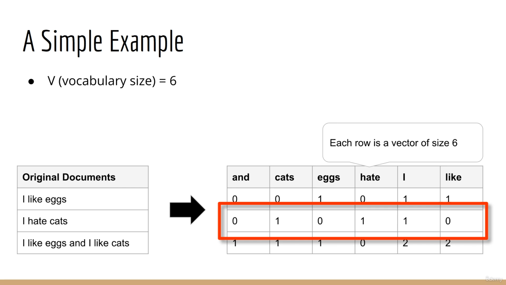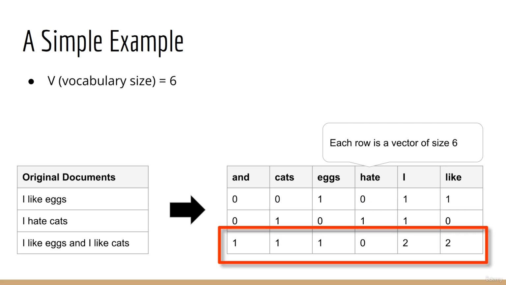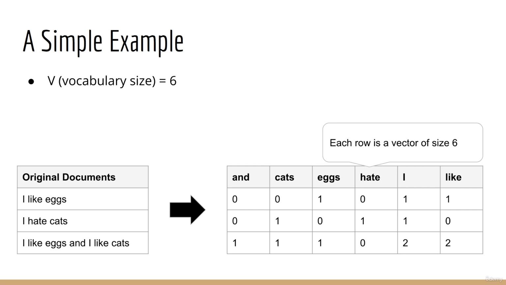Document 2 would be converted to 0, 1, 0, 1, 1, 0. This is because cats shows up once, hate shows up once, and I shows up once. And finally, document 3 would be converted to 1, 1, 1, 0, 2, 2. This is because and shows up once, cats shows up once, eggs shows up once, I shows up twice, and like shows up twice. As an exercise, please go through these yourself and confirm that they are correct. Or if I've made a mistake, which is entirely possible, please let me know.